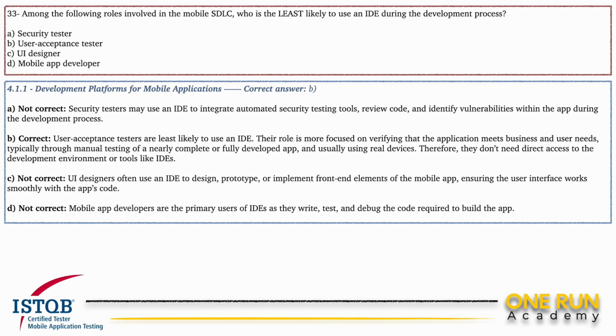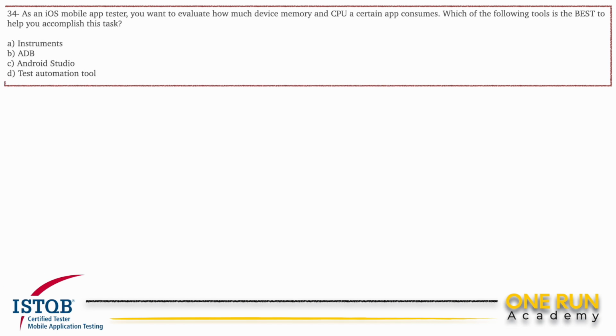Very well. I believe the upcoming question is question number 34. So let's see what it's all about. As an iOS mobile app tester, you want to evaluate how much device memory and CPU a certain app consumes. Which of the following tools is the best to help you accomplish this task? A. Instruments. B. ADB. C. Android Studio. D. Test automation tool.